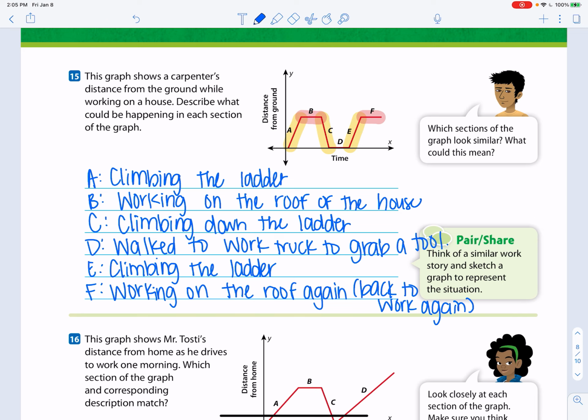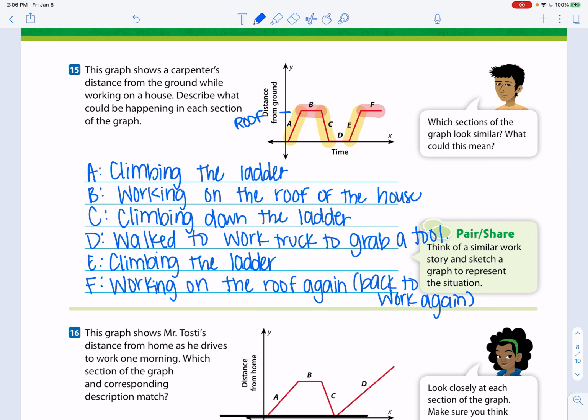This is based on what you think could be happening in this time. I'm just speculating on what I would think would happen. I would think that B and F have the same distance both times. I would probably think that was the roof. You don't have to think of it that way. Maybe he's at a window and is just sitting outside doing something. I don't know what carpenters do, but this is the best I could do. Yours is probably going to be better.